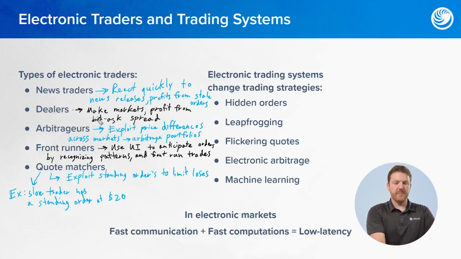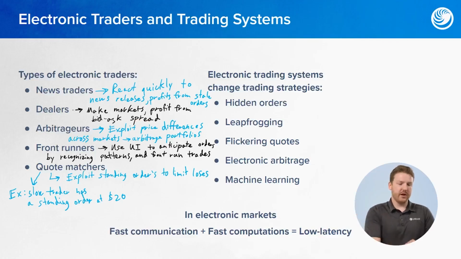Dealers, they make markets and profit from bid-ask spreads. So really they're holding the inventory of these instruments or securities, and they're not looking to take risk. They're just looking to connect buyers with sellers and profit off the spread in between.